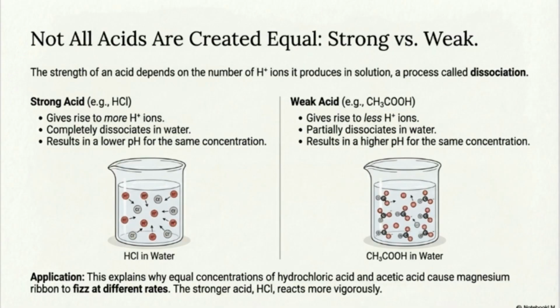Acids are not all created equal. Their strength depends on the dissociation of H+ ions in solution. Strong acids like HCl completely dissociate, resulting in a lower pH. Weak acids, like acetic acid, only partially dissociate, leading to a higher pH for the same concentration.